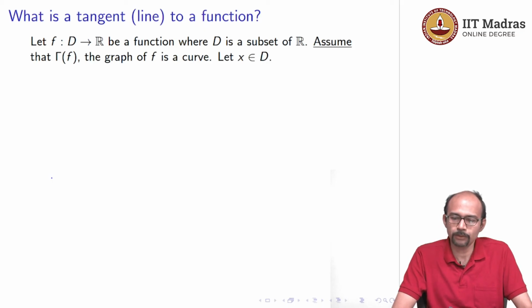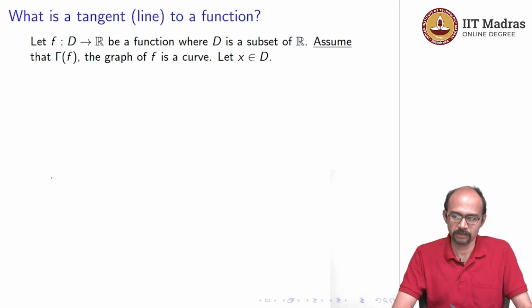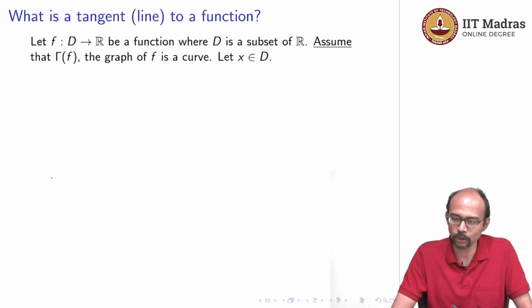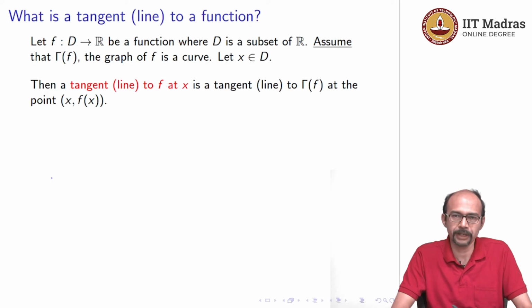So, assume that gamma f is a curve. I want to point out that it need not always be a curve. We have seen examples where it is actually not a curve in the sense that we have talked about. So, if gamma f is a curve, let x be a point in the domain, some real number on which f of x is defined. Then the tangent line to f at x is a tangent line to the graph of f at the point x comma f x. Okay, this is the definition.